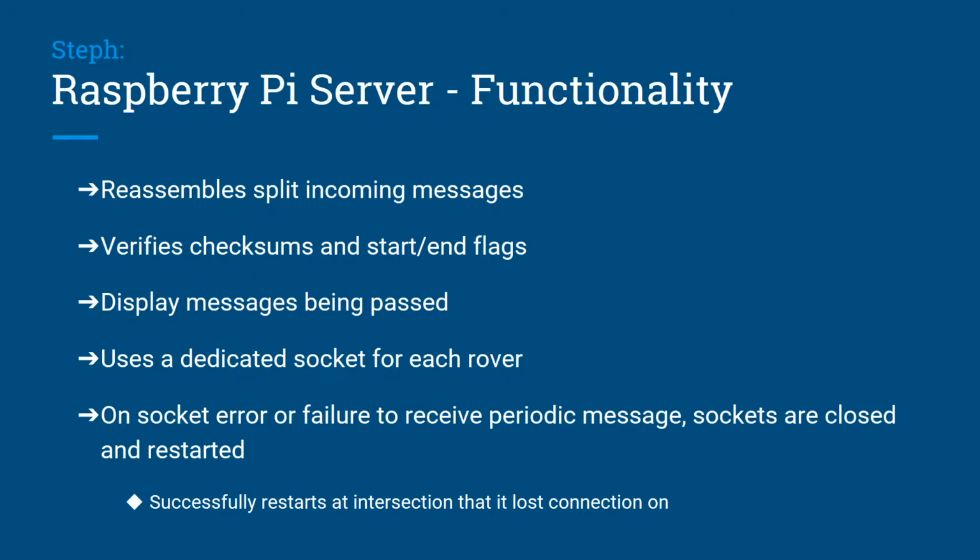The Raspberry Pi has multiple functions as the main server. The Raspberry Pi reassembles split incoming messages before passing those messages to the correct destination. In addition, the start and end flag and checksum of each received message is checked. If any of these fields are invalid, the message is ignored and an error is printed to the terminal. All messages received and errors encountered are also printed.